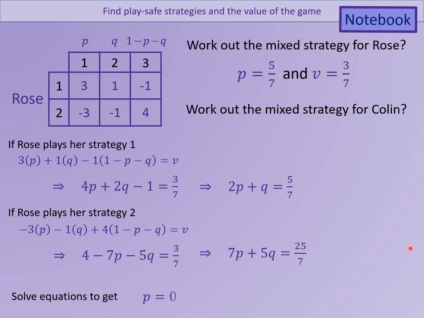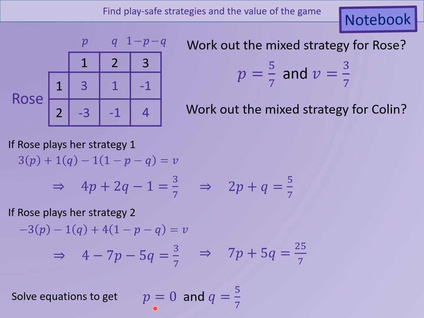Solving these equations to find P and Q. Now one of these values will always be 0. That is because one of the strategies will never be played by Colin. That is the line that will not have been used in the point of intersection if we had used the graphical method from when we were working out Rose's mixed strategy.